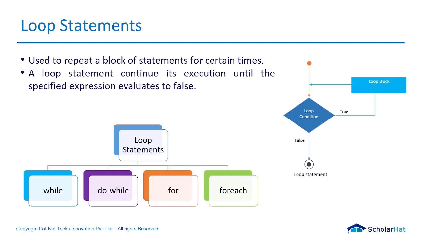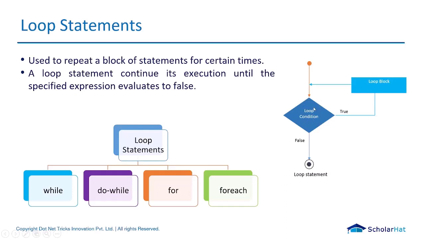So for that, in the programming community some types of loops are created, that is while loop, do while loop, for loop and for each loop. A loop statement continues its execution until the specified expression evaluates to false. What does it mean? Until this loop condition is false, the code execution will not stop. If the loop condition is never false, we will be stuck in an infinite loop. We'll understand that also.